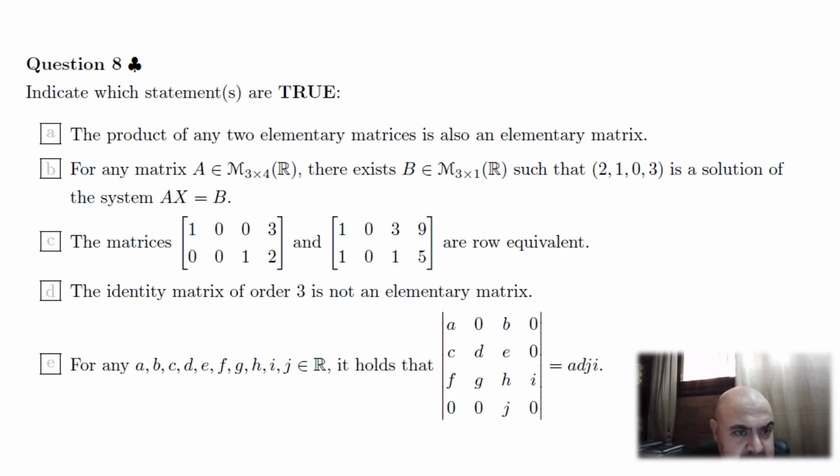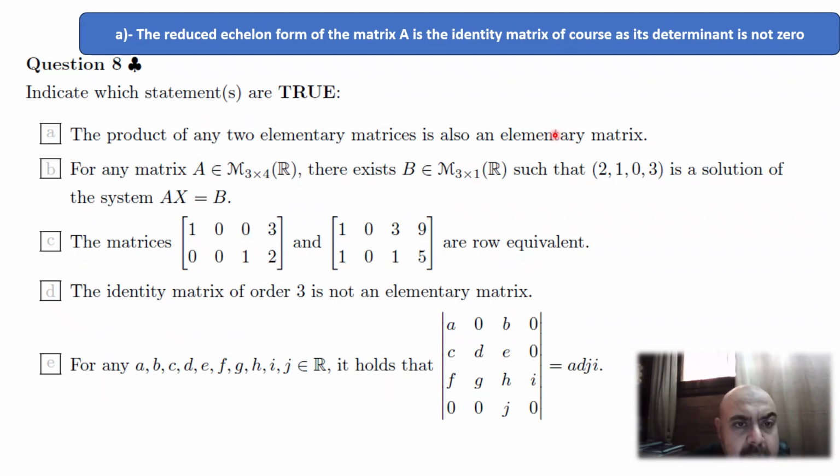Question number 8, indicate which statements are true, and I believe it's going to be very manageable. The product of any two elementary matrices is also an elementary matrix. Just a second, please. This is not correct.